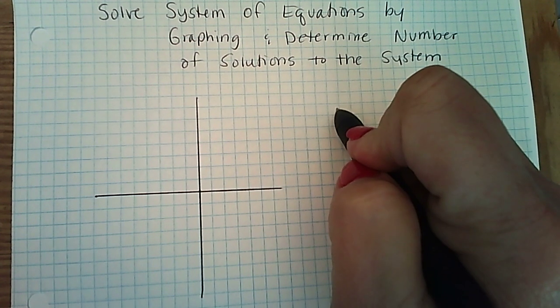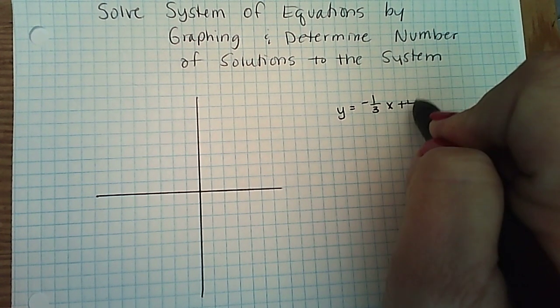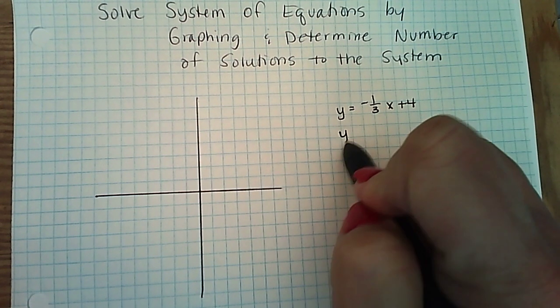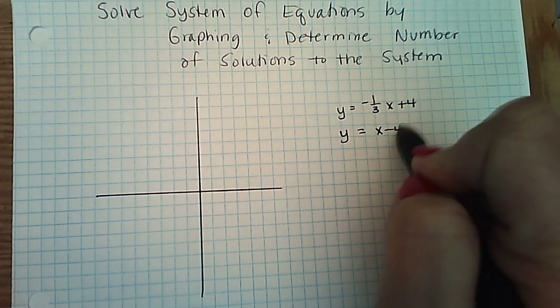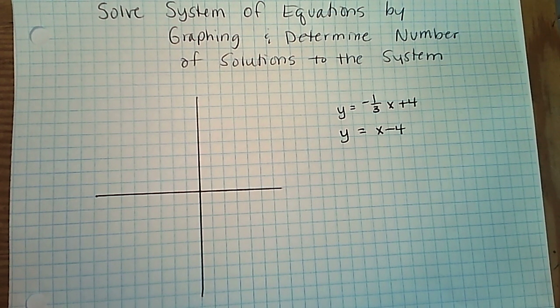So I might have the equation y equals negative 1/3 x plus 4, and I have another equation that says y equals x minus 4, and it asks me to solve this system. Now, when it asks me to solve this system, it's asking me what points the two equations have in common.